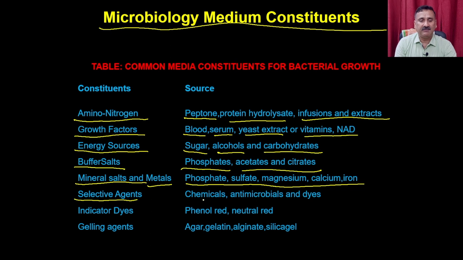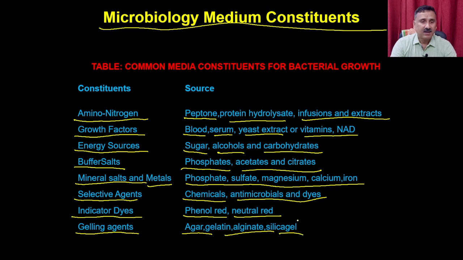Then you also require selective agents such as chemicals, antimicrobials or dyes. That is more relevant when you want to use these microorganisms for other kinds of molecular biology manipulations. Then you require indicator dyes. In some media, you need an indicator dye so that you can see whether there is a change in pH or not. For that, you can use phenol red or neutral red. And sometimes you also require solid media, for which you need agar, gelatin or silica gel. Considering all these constituents, you can make different types of microbiology media.